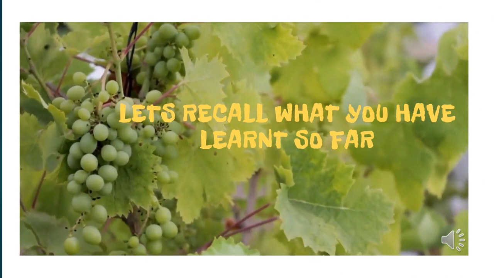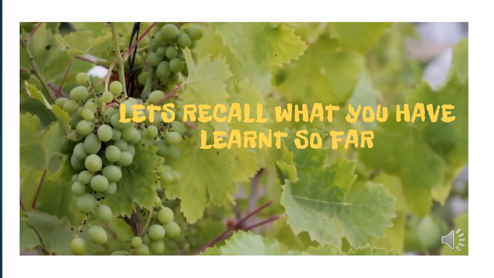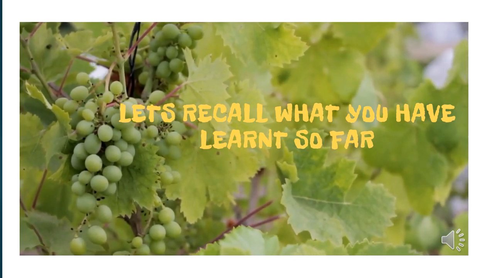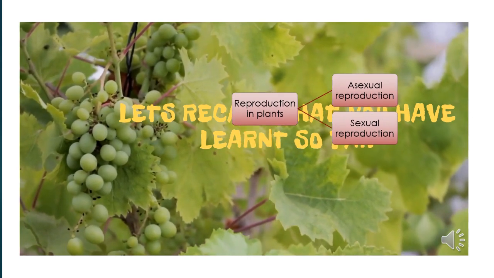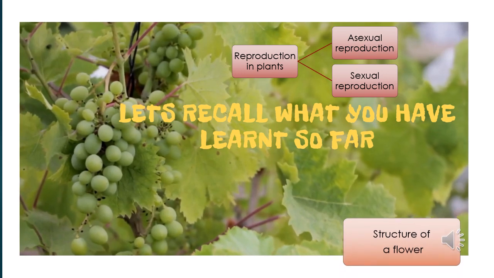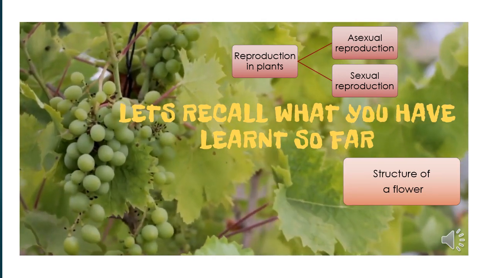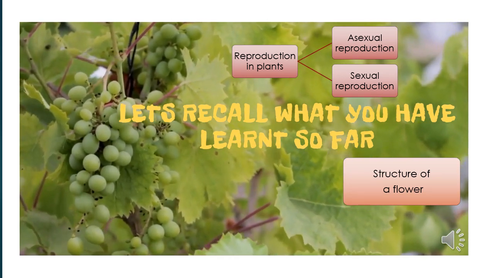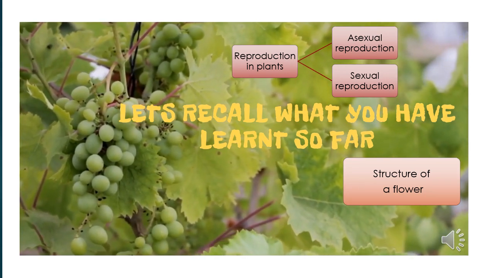Dear students, before we start today's lesson, it's better to do a small recap. Let's see what you have learned so far. You learned plant reproduction can happen in two ways, as sexual reproduction and asexual reproduction. When we talk more about sexual reproduction, you learnt about the flower, that is the reproductive unit of some plants. You have learnt the main parts of a flower and their functions.